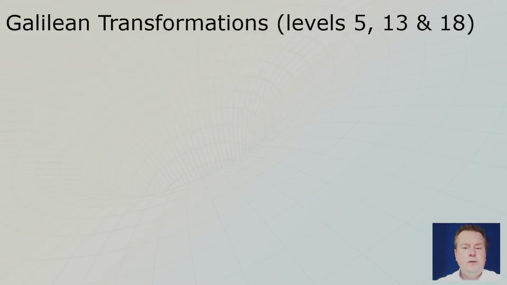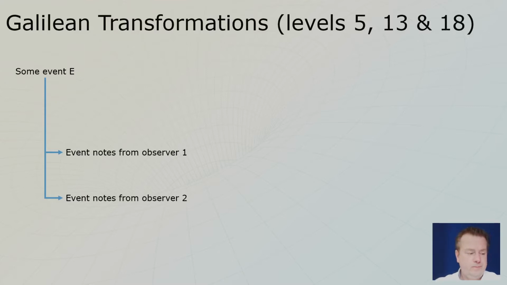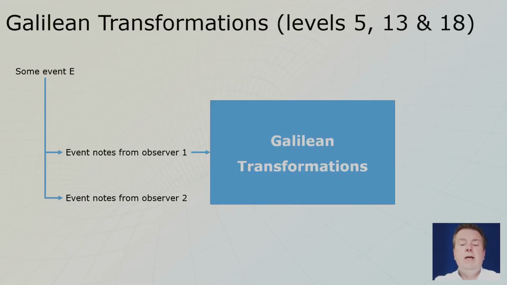In levels 5, 13 and 18, we've talked about the Galilean transformations, which is just everyday relativity. I'm going to slowly recap it. We assume we have some event E, which could be a light flash, something moving, and there is an observer and he writes down, I saw this happening there and there at this time. Then there's another observer who might be moving with a constant velocity relative to the first observer, and he also writes down, I saw the same event, but I saw it at a different location at a different time maybe. That goes into the Galilean transformation box.